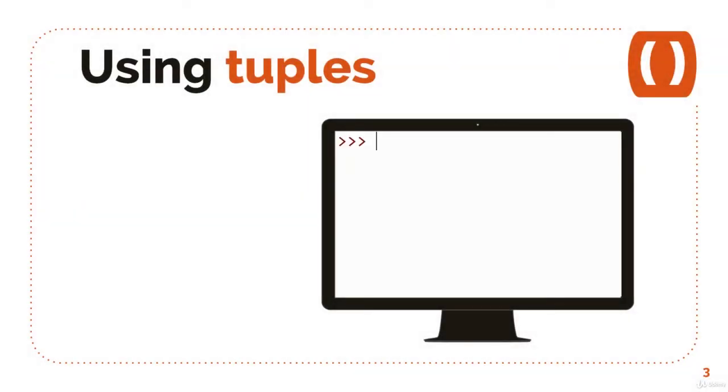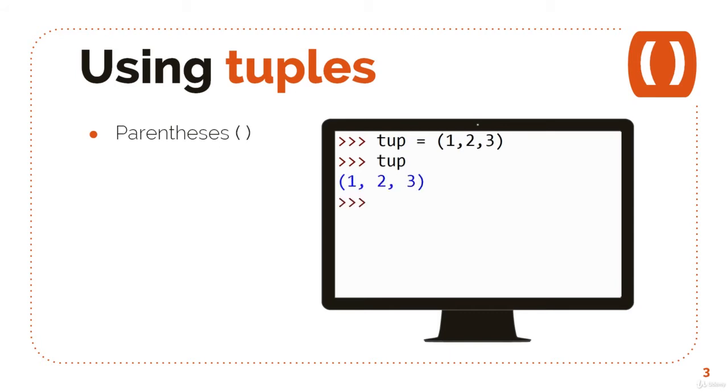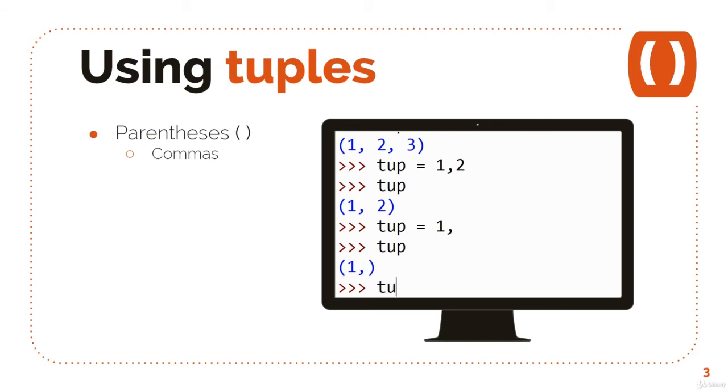Now that we know what tuples are, let's look at how to use them. To create a tuple, you use parentheses or curved brackets. It is possible to create them by using just commas. Note that if you're trying to create a single element tuple, you will have to put a comma after the value. Like with lists, it can take any data type, including nested tuples.